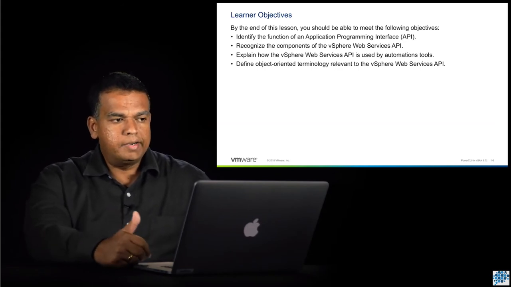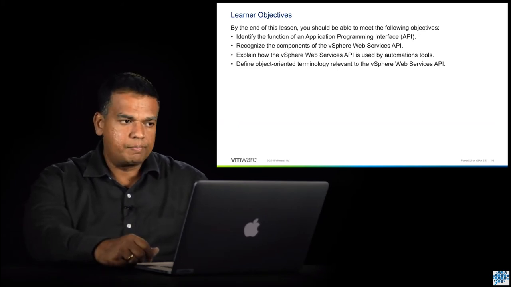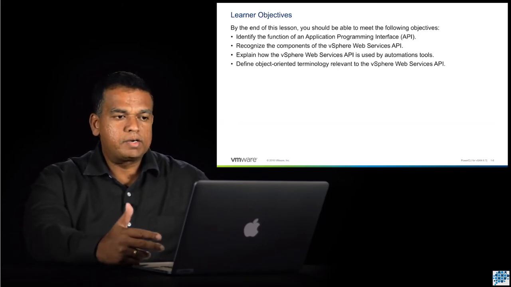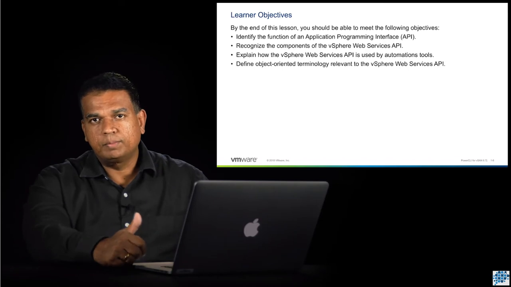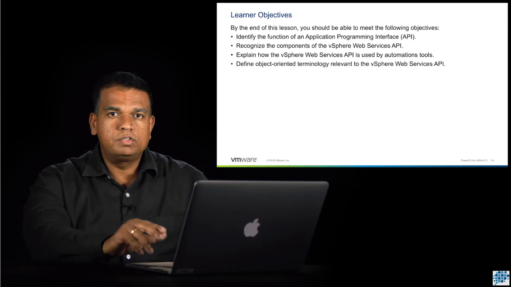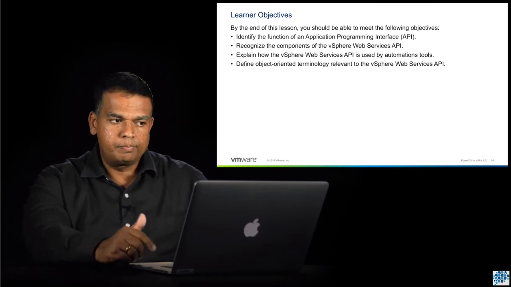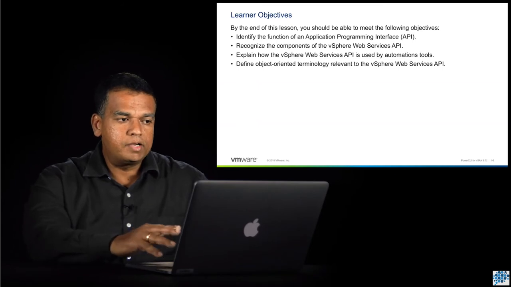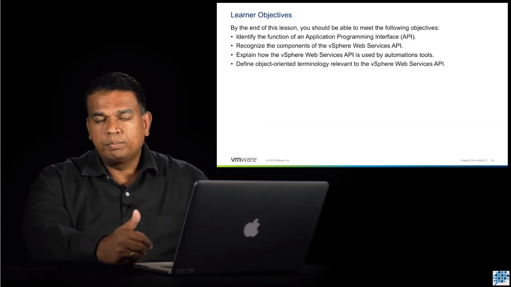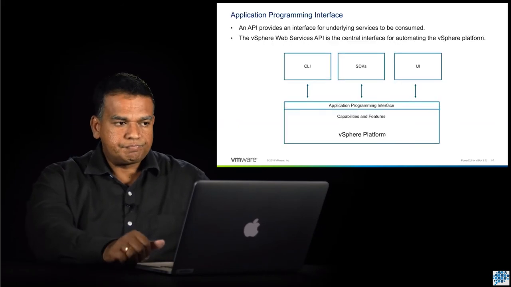So first of all, we'll identify the function of an API or an application programming interface. Then we'll see what the components of the vSphere Web Services API are. Next, we will see how this API can be used for various automation tools. And finally, we are going to take a look at something called object-oriented programming, or the terms associated with the object-oriented API. So let's get started there.